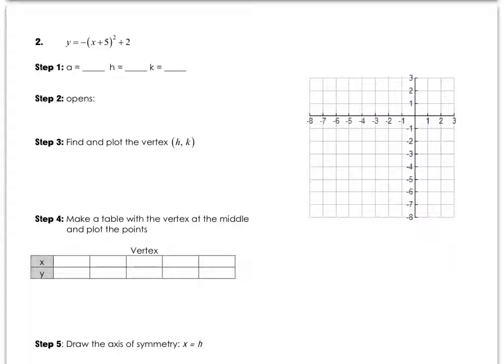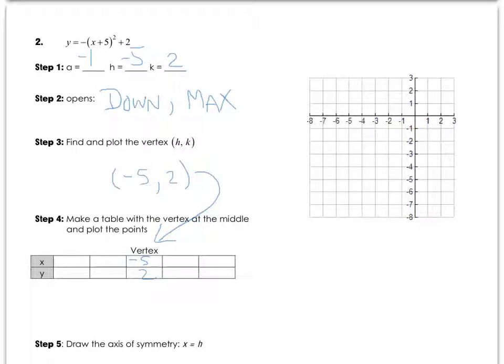So let's take a look at this next one. Again, A is always in front of that parentheses, so A is going to be implied to be negative 1, which means it opens down, which means it's got a max. H is the opposite of that in the parentheses, so it's going to be negative 5. K is going to be 2. So we've got a vertex at negative 5, 2. So let's go ahead and center our table at negative 5, 2.